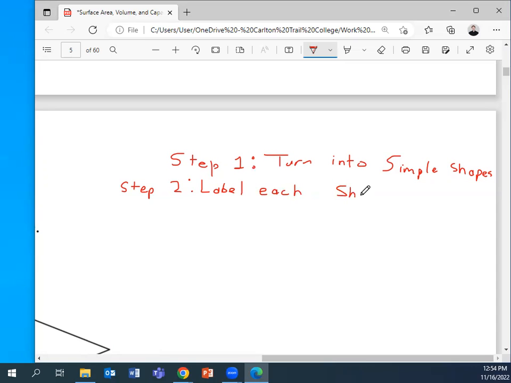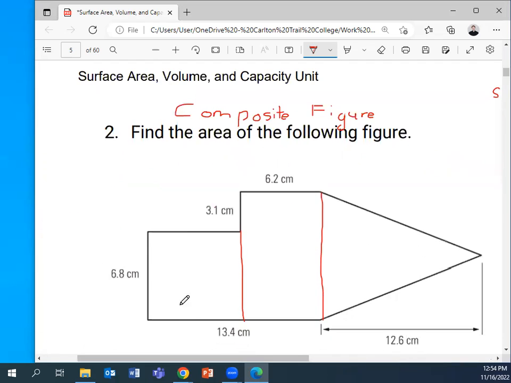Let's do that now. So label each shape, right? I'm just going to say this is shape A. I'm going to say this is shape B, and this is shape C. You can put whatever you want there. I'm just doing ABC.